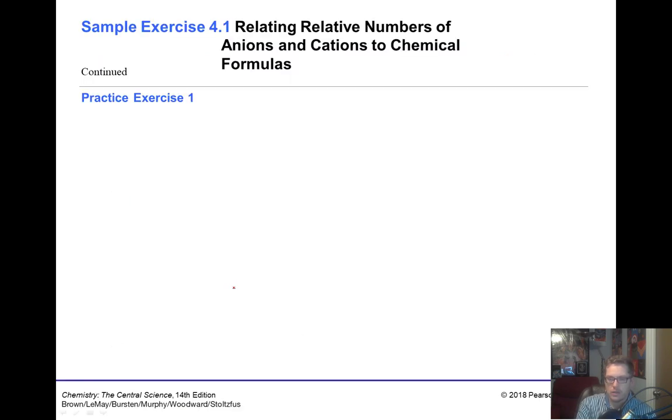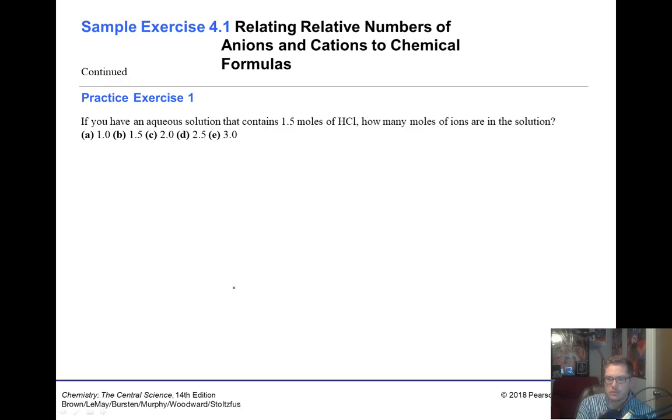All right, so let's do a practice problem or two here. It says if you have an aqueous solution that contains 1.5 moles of HCl, how many moles of ions are in the solution? Well, you should know that this will turn into H plus, and this will turn into Cl minus, and so we know we'll get 3.